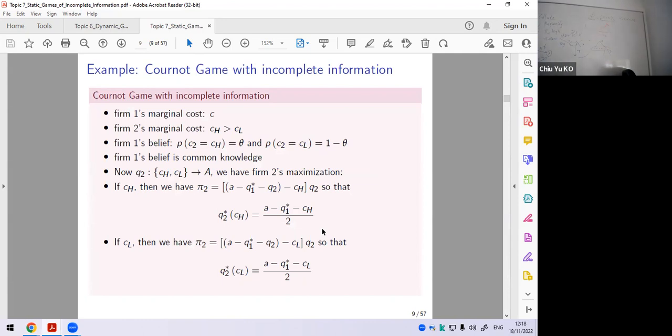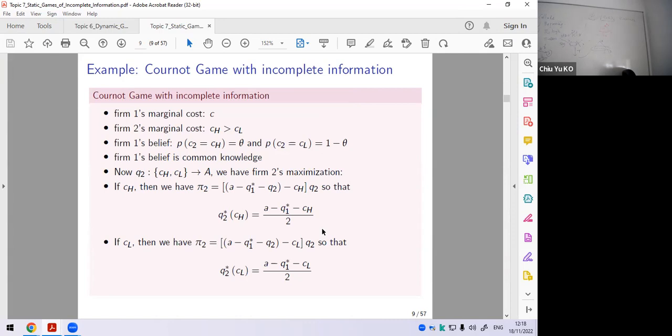So firm 1 has marginal cost C. Firm 2 has two costs, high or low. And everyone will agree that for firm 1, the belief is theta that it is high and 1 minus theta that it is low. Firm 2 knows exactly where he is, once nature decides whether high or low. So how do you solve this equilibrium?